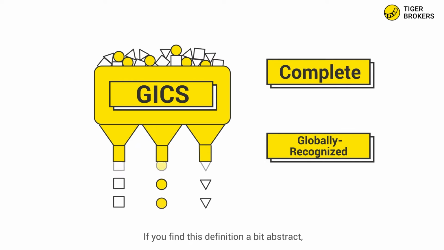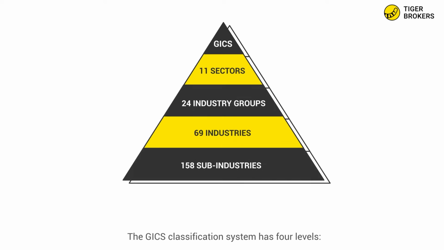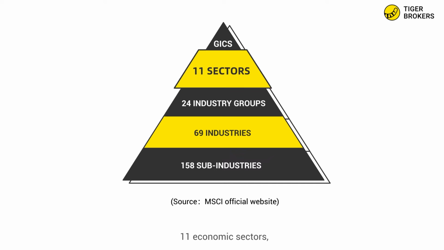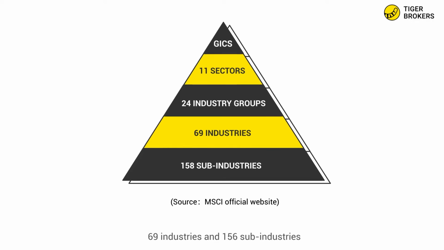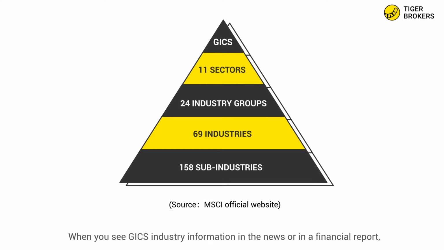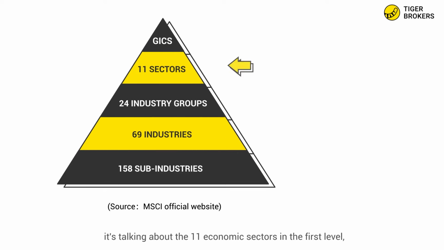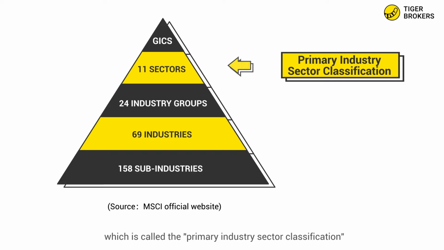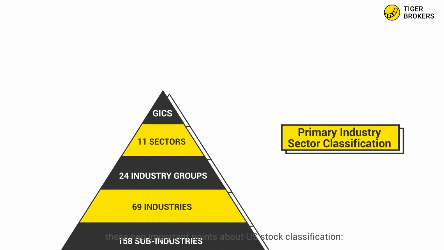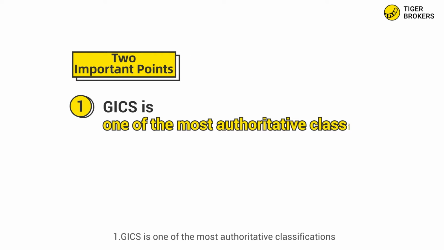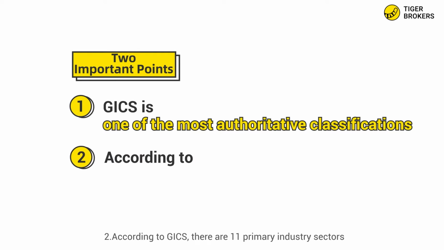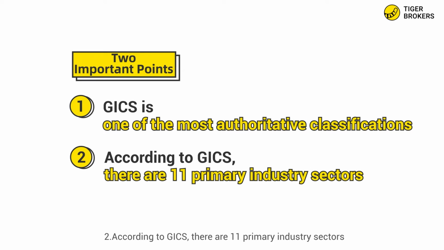If you find this definition a bit abstract, let's take a closer look at it. The GICS classification system has 4 levels: 11 economic sectors, 24 industry groups, 69 industries, and 156 sub-industries. When you see GICS industry information in the news or in a financial report, it's talking about the 11 economic sectors in the first level, which is called the primary industry sector classification. You need only keep in mind these 2 important points about US stock classification. 1. GICS is one of the most authoritative classifications. 2. According to GICS, there are 11 primary industry sectors.